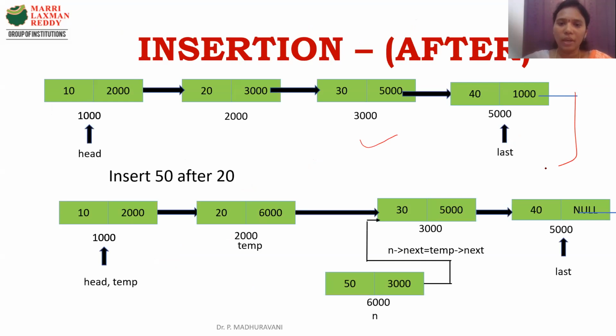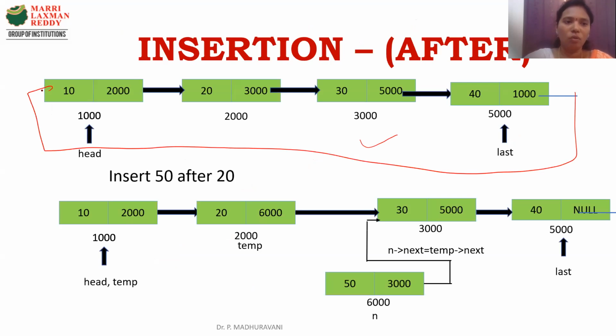Just take a circular linked list of 4 elements. Now in this list, I am trying to insert a new node 50 after 20. Simply allocate memory for the node structure and make the next part null. Here, give the links. So first you need to search for the element 20.